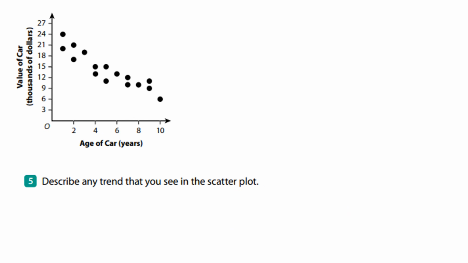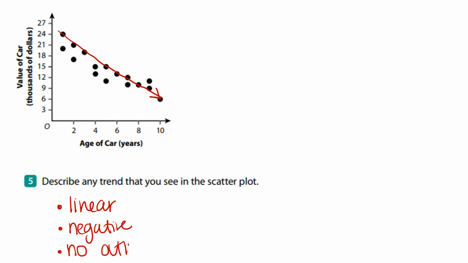Number 5, it gives us a scatter plot and it asks us to describe any trend that you see. Well, first of all, we can say that that is a linear scatter plot because there is an almost straight line within the pattern. We can say it is a negative association because that line that we drew is going in a downward trend. And we can also say that there are no outliers. There are no points that are separate from the rest of the group.